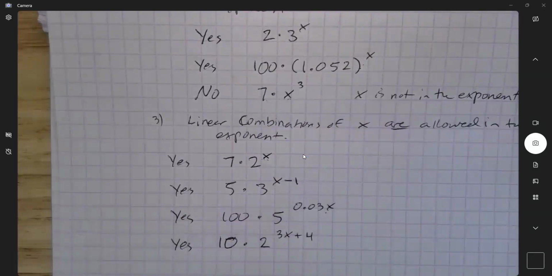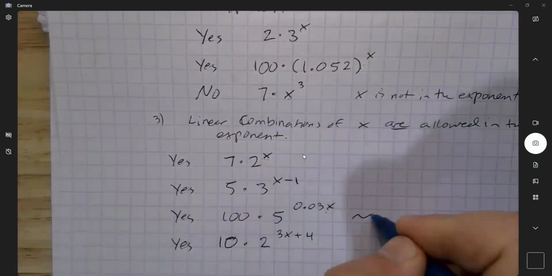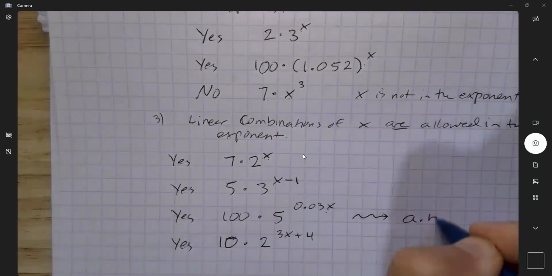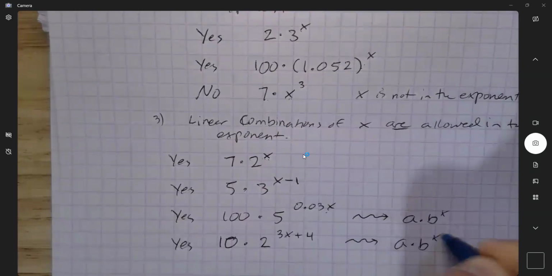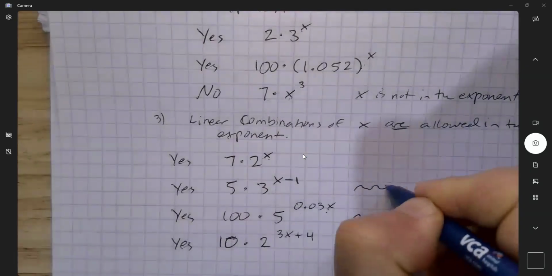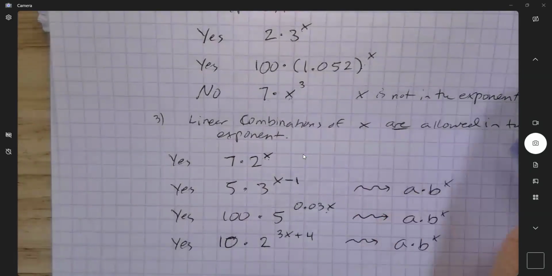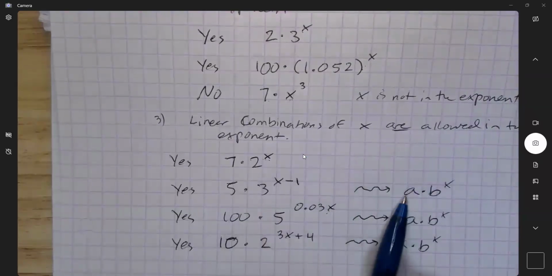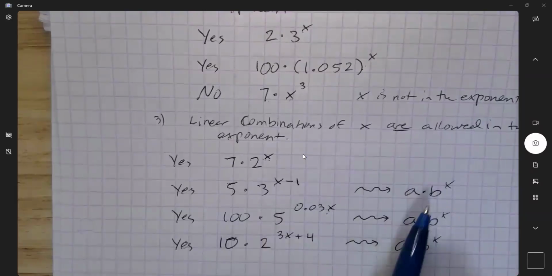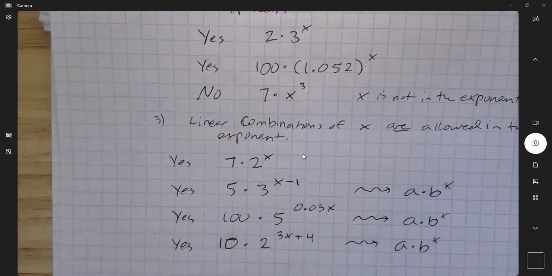And the real reason they're versions of exponential functions is you could rearrange them to look like a times b to the x. Even though they don't look like it right now, you could rearrange all of these to look like a times b to the x. A here is actually not going to be 5, it's going to be a different number, but it still would be a times b to the x. Okay, those are our rules for exponential functions.